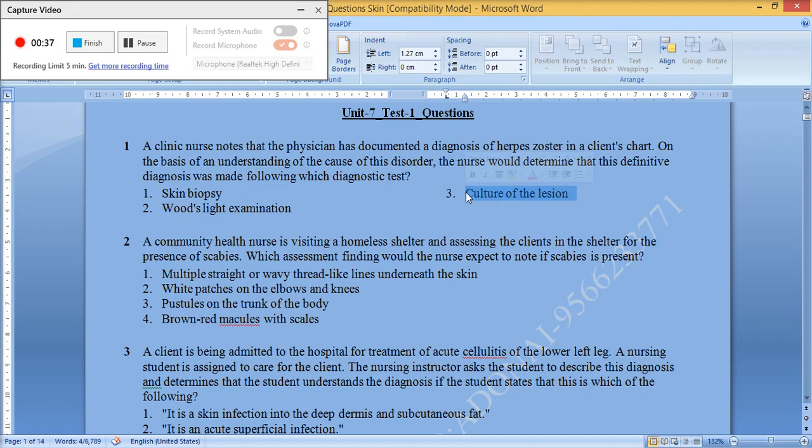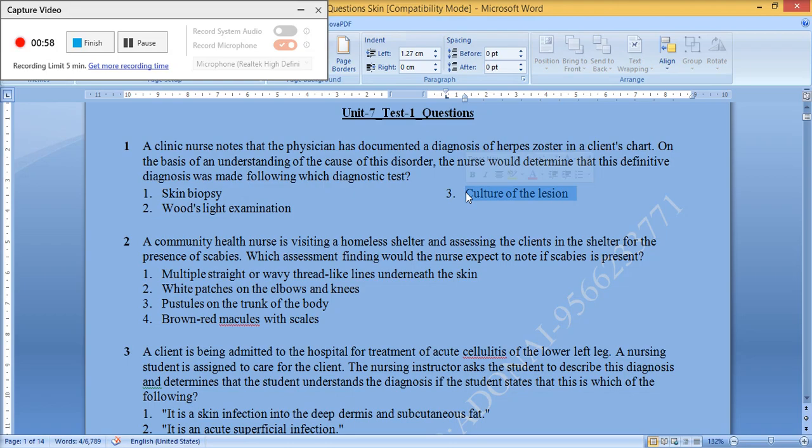2. A community health nurse is visiting a homeless shelter and assessing the clients in the shelter for the presence of scabies. Which assessment finding would the nurse expect to note if scabies is present? 1. Multiple straight or wavy thread-like lines under the skin.